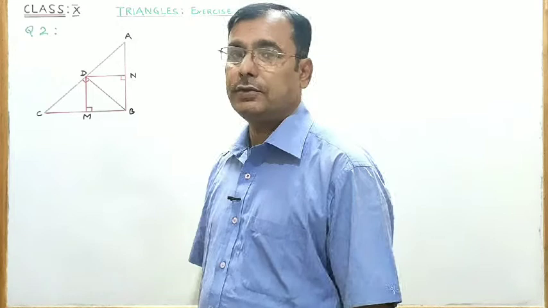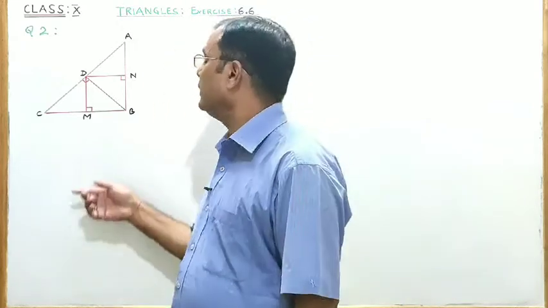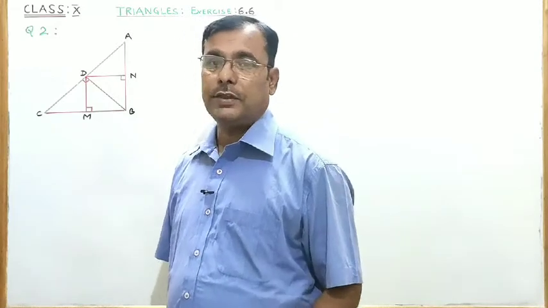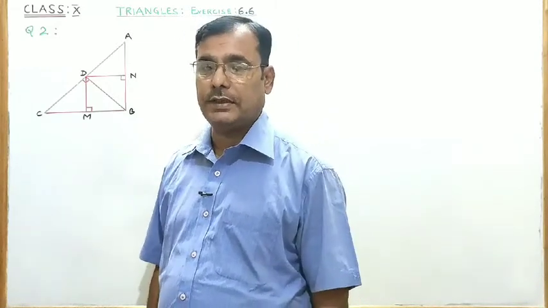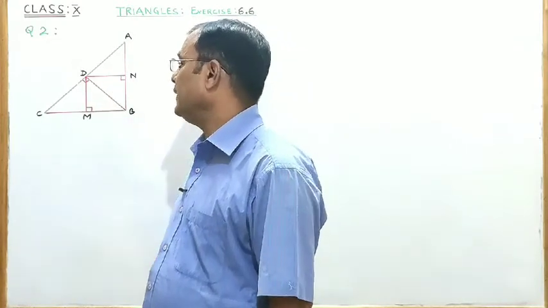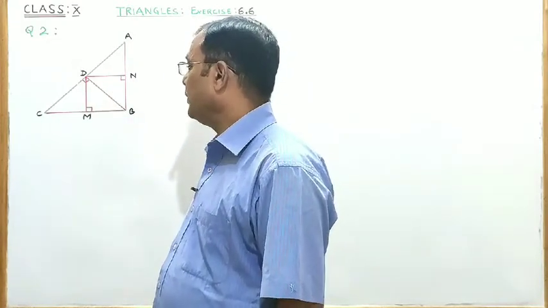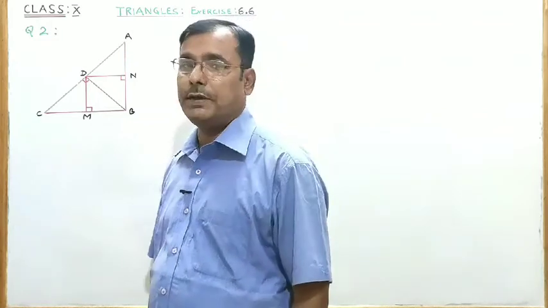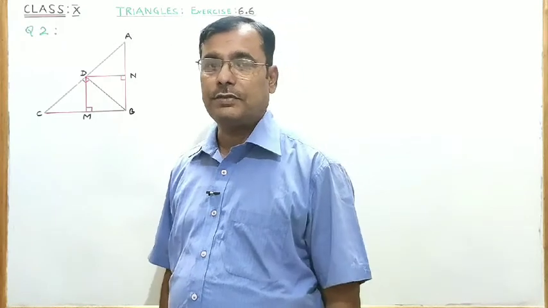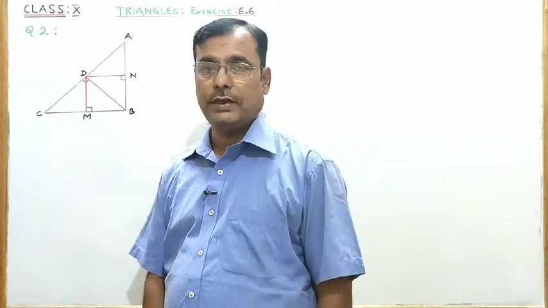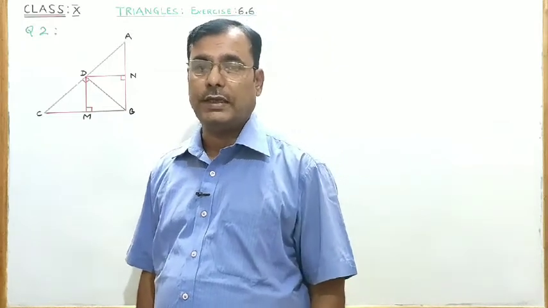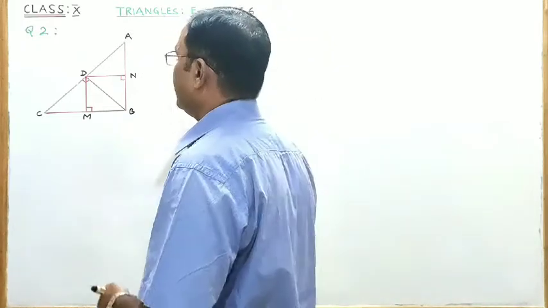Exercise 6.6 question number 2. Here in the given figure, D is a point on hypotenuse AC of triangle ABC such that BD is perpendicular to AC, DM is perpendicular to BC and DN is perpendicular to AB. And we have to prove that DM square equal to DN into MC and DN square is equal to DM into AN. So let's write given.